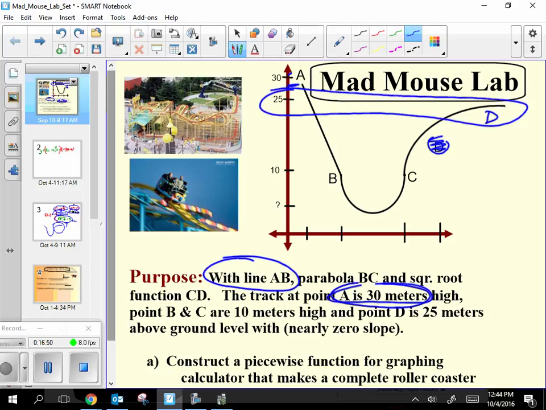Where that thing tops out, where your roller coaster comes to a stop, is at 25. Okay, so if I were you, start with this part right here. We already did one in class. Get it shifted over, cut it off, maybe make this 15 and 25 or something like that.